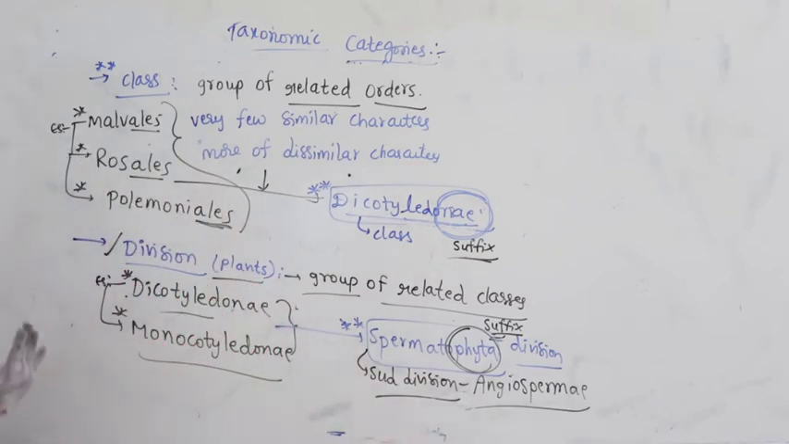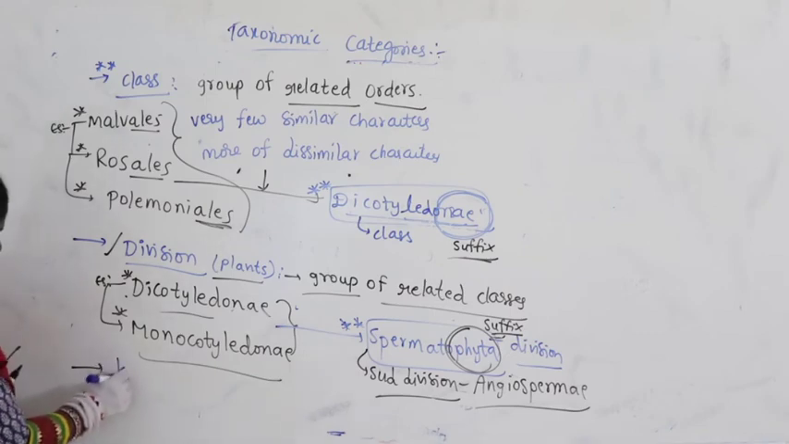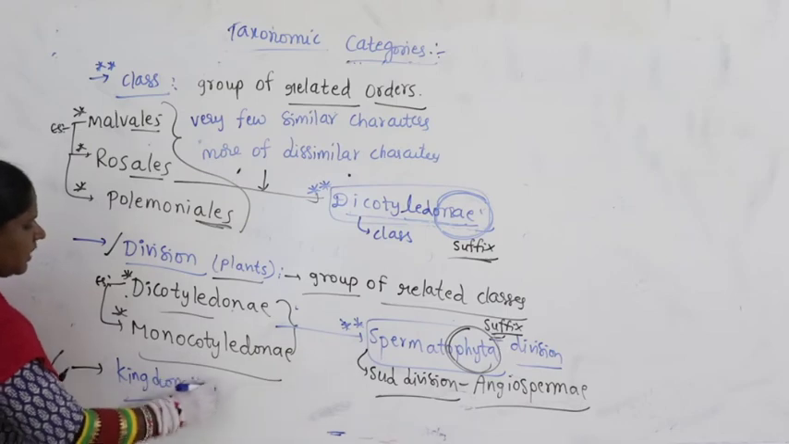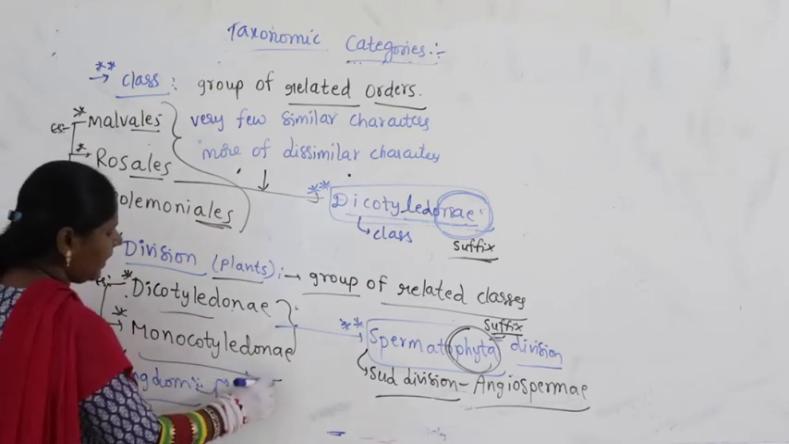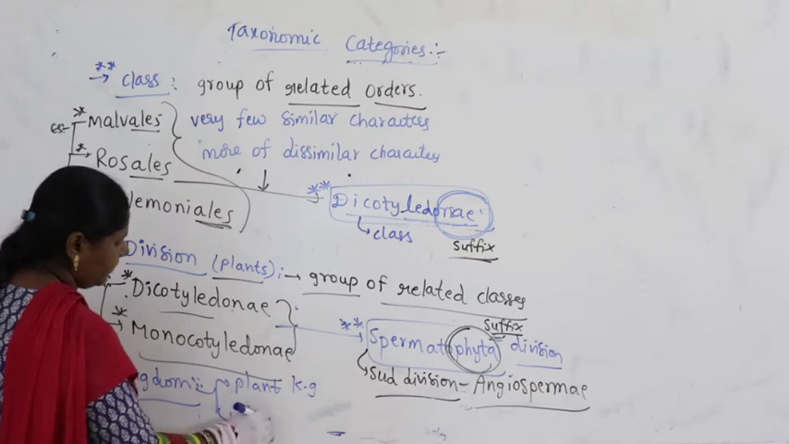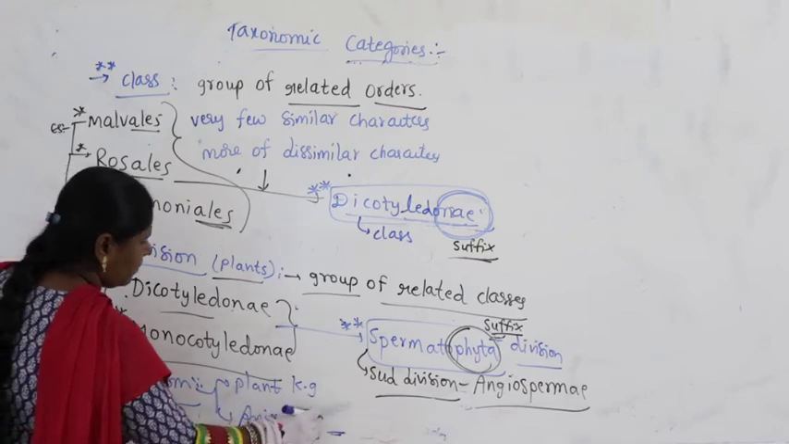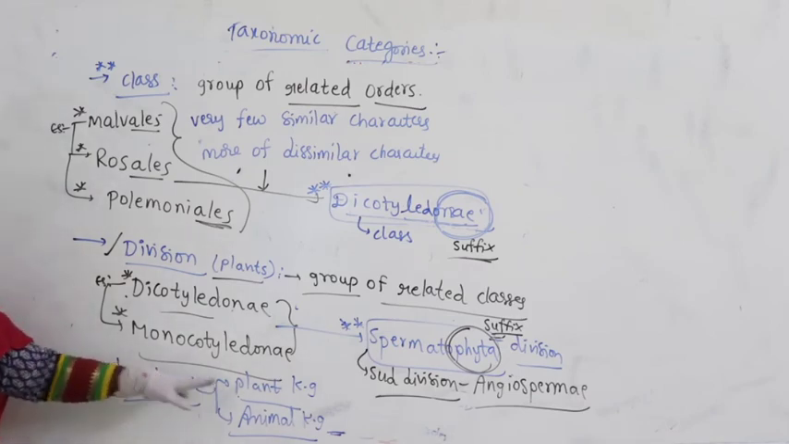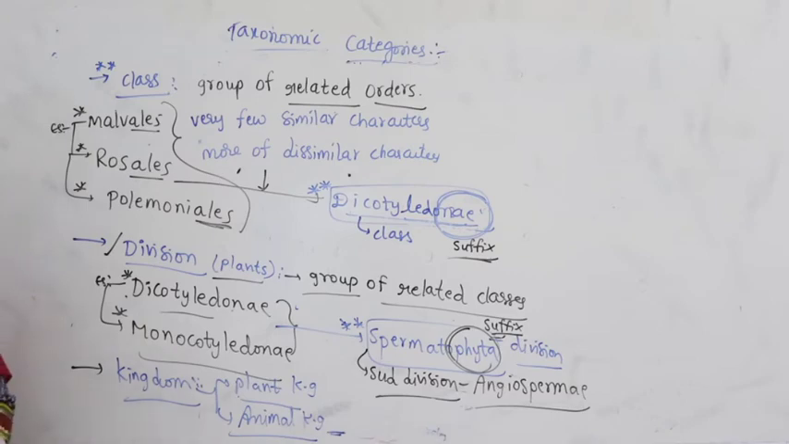So, these are the taxonomic categories we are discussing. Almost we have come to the last part. What is that last part? We write the last part as kingdom. We have two kingdoms: it may be the plant kingdom or it may be the animal kingdom.